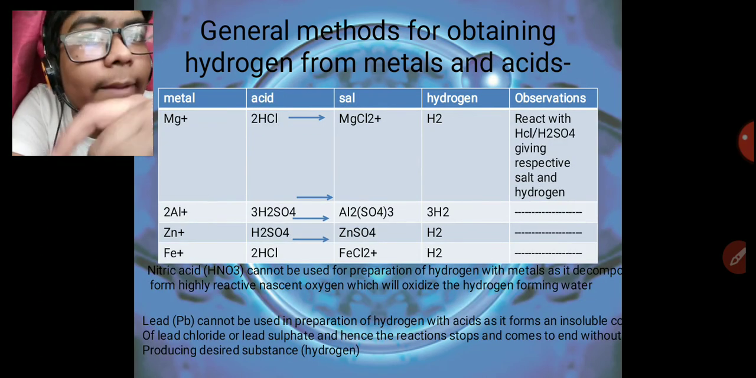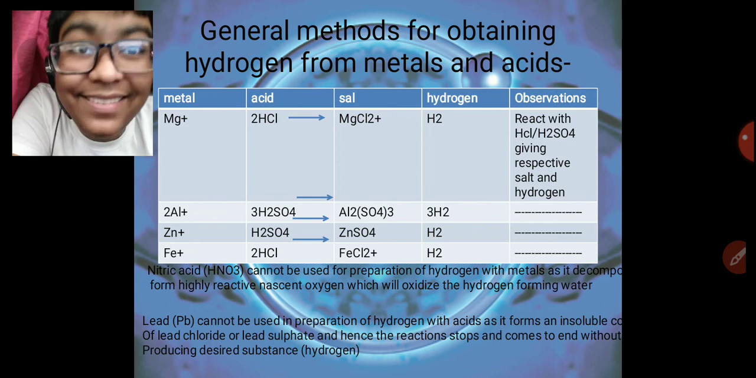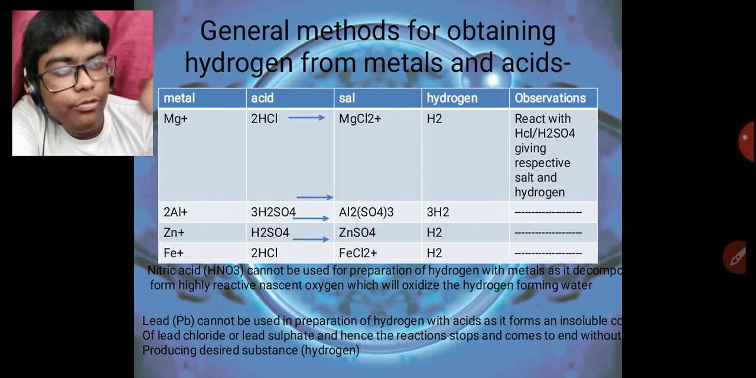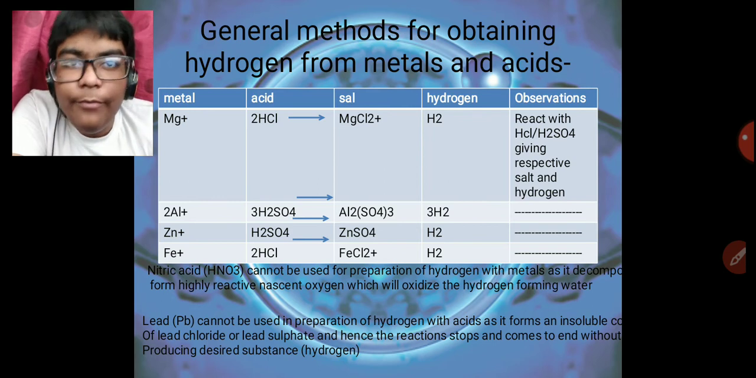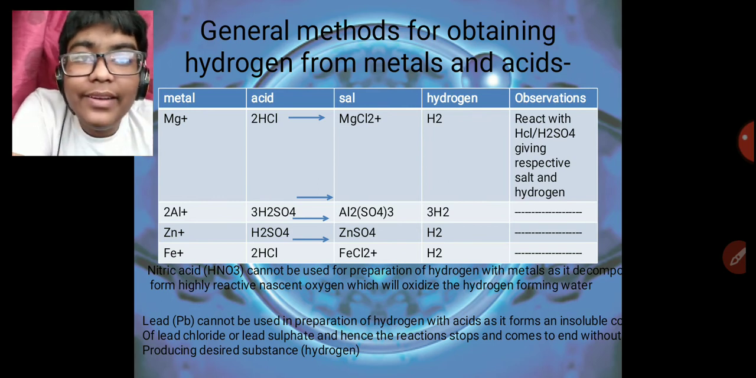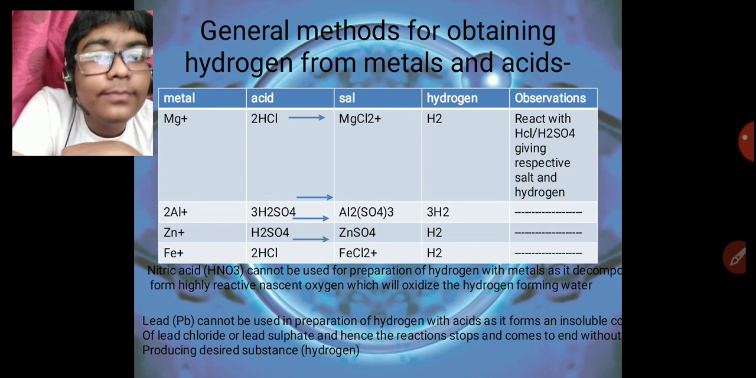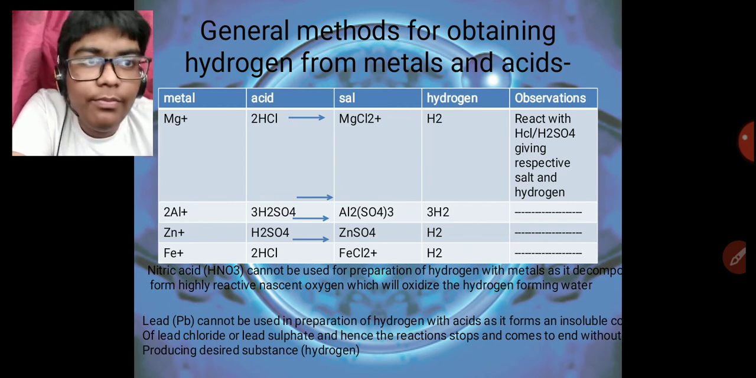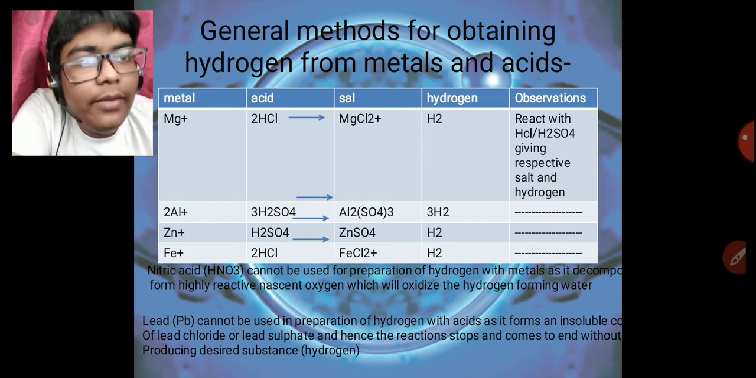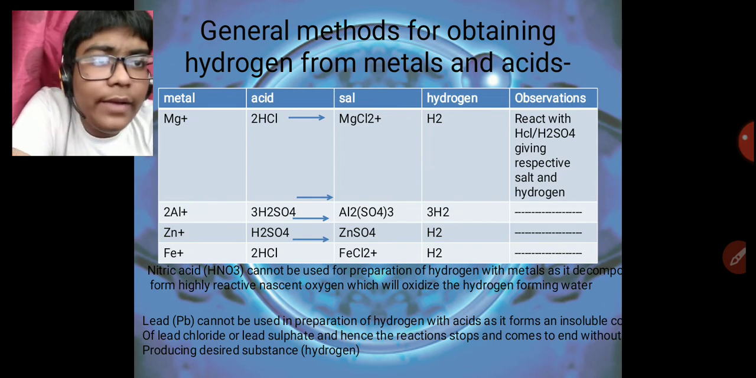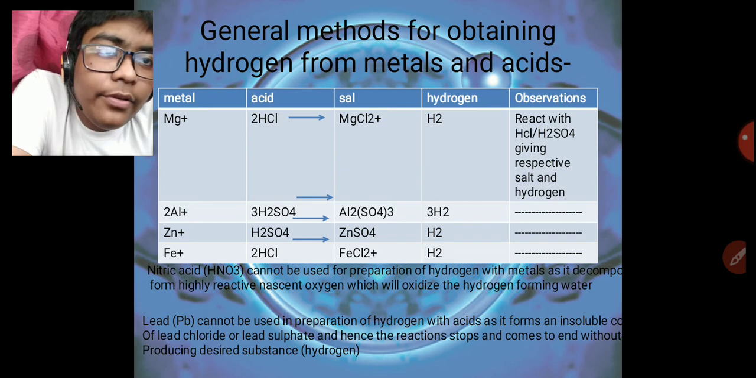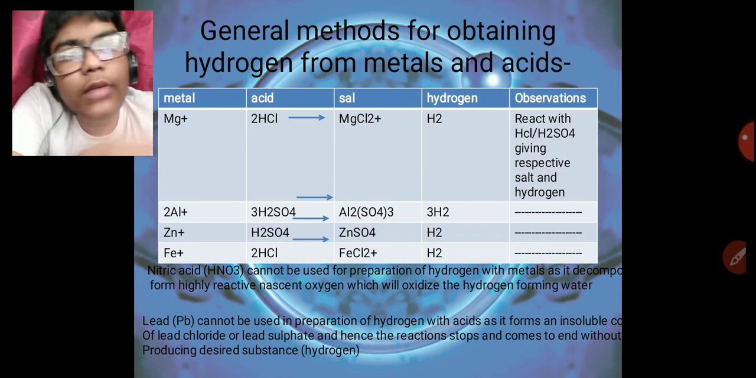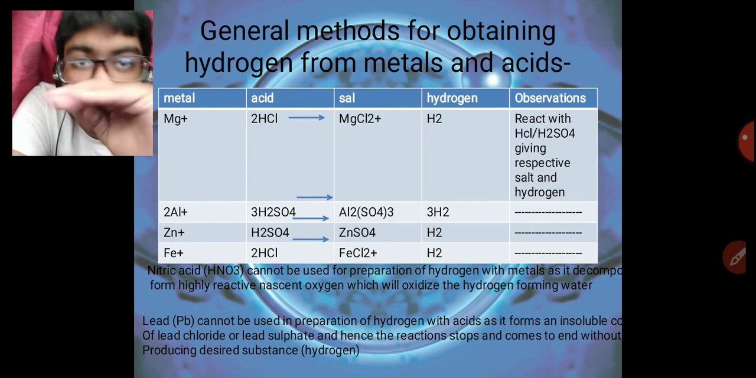General methods for obtaining hydrogen from metals and acids. Metal plus acid gives you salt plus hydrogen. Okay, magnesium, when you react it with dilute hydrochloric acid, will give you magnesium chloride and hydrogen. The reaction can be done with hydrochloric acid and sulfuric acid, giving you the respective salt and hydrogen. So again, the same thing is done with all other elements.